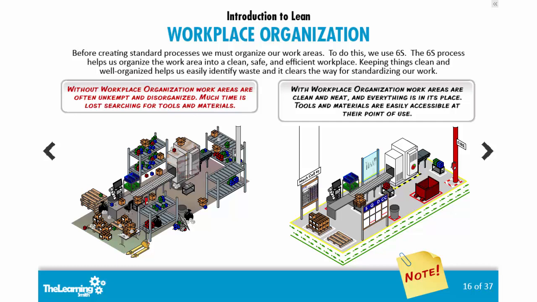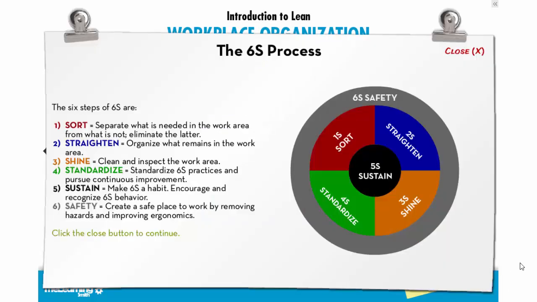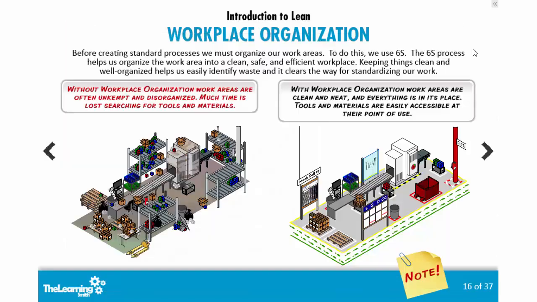Without workplace organization, work areas are often unkempt and disorganized. Much time is lost searching for tools and materials. With workplace organization, work areas are clean and neat, and everything is in its place. Tools and materials are easily accessible at their point of use. The 6 steps of 6S are sort, straighten, shine, standardize, sustain, and safety.